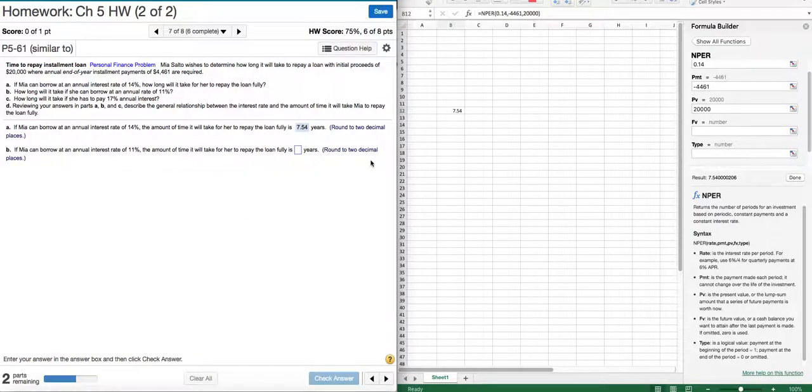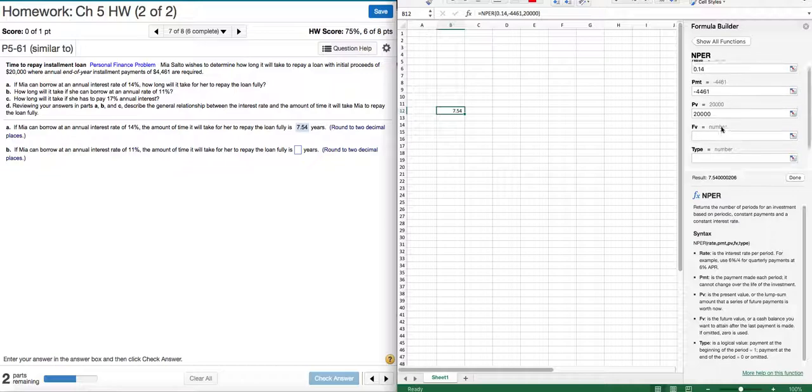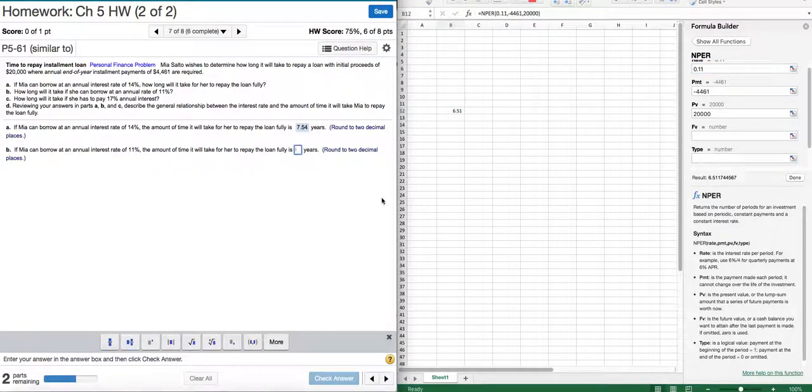And now what we're doing is just changing the interest rate. So how long will it take if she can borrow at an annual rate of 11% instead of 14%? So here's where, instead of re-entering all the data, I can either just copy this cell to another cell and change it there, or in this case, I'm just going to use the same cell and just change the rate. So let's just change that to 11. And it drops the number of years for the payback period down to 6.51.